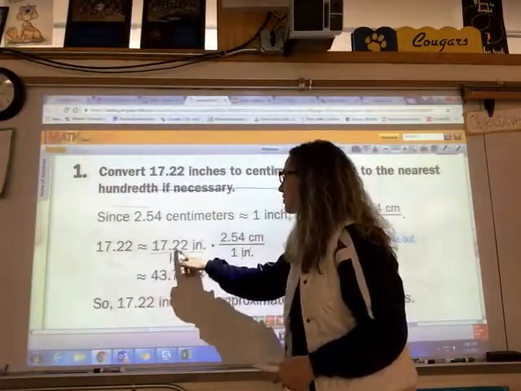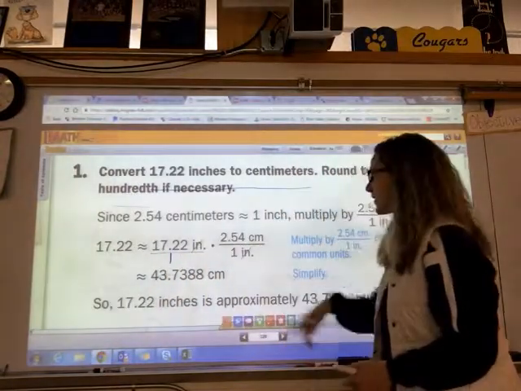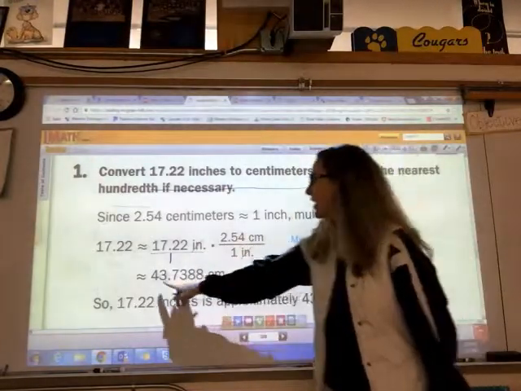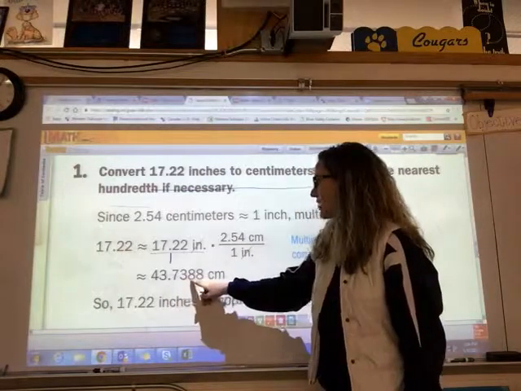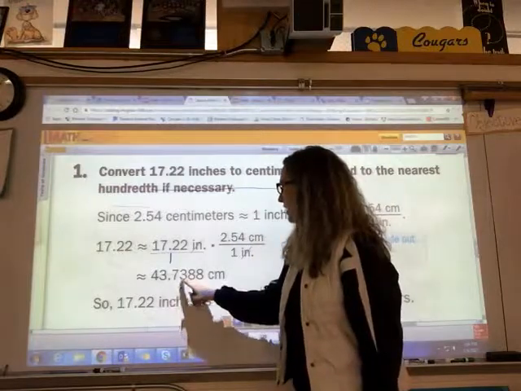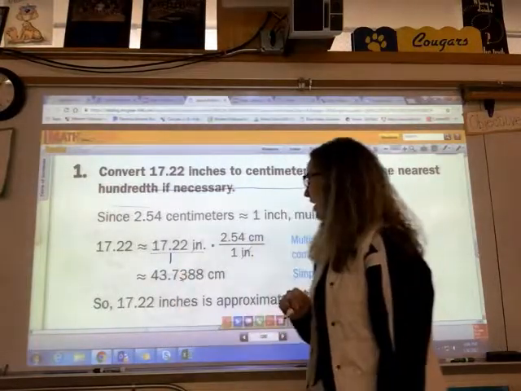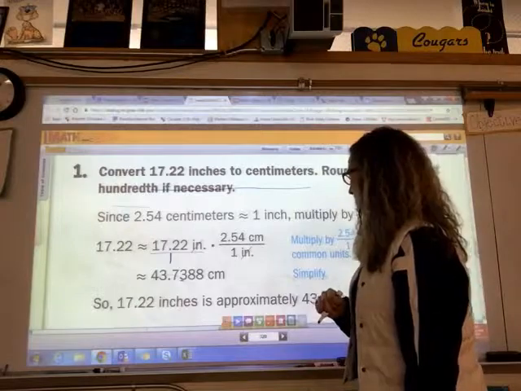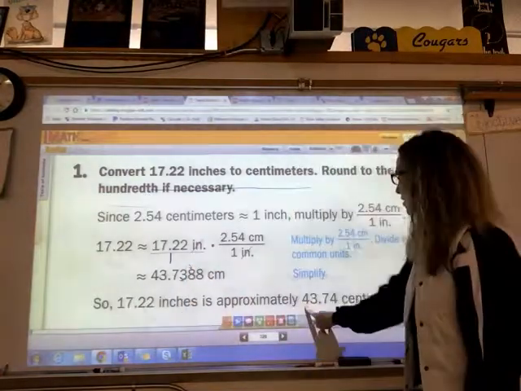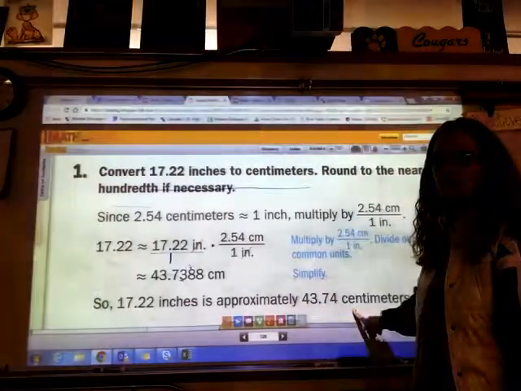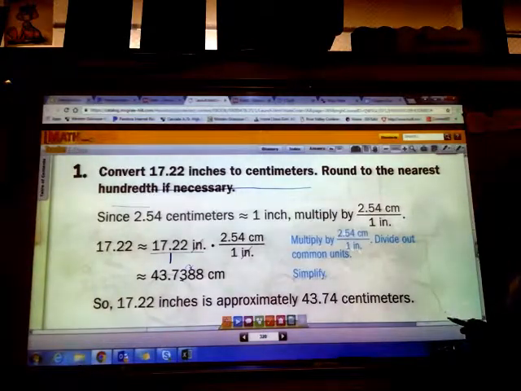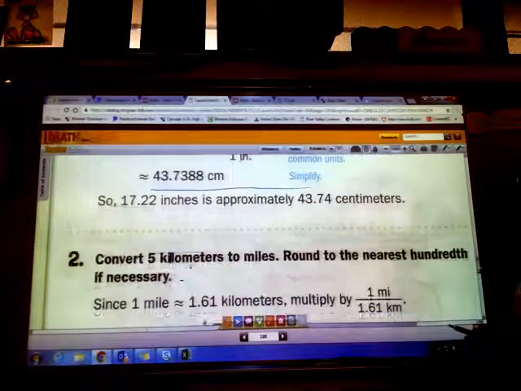We can take 17 and 22/100 times 2 and 54/100 over 1 times 1 is 1. So when we multiply those out, we're going to get about 43.7388. Again, we're rounding to the nearest hundredth, which is 2 places after the decimal. So what I'm looking at here is 2 places after. Okay, the 3 is going to look back at the 8. The 8 is going to tell the 3 to go up. So therefore, I have 43 and 74/100 centimeters. Okay, again, you're more than welcome to use your calculator on these because you are going to be multiplying and dividing on some of them.